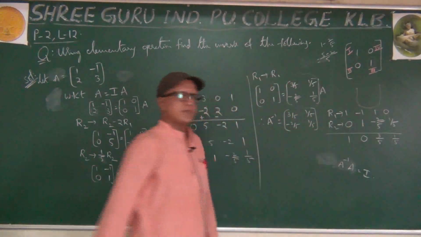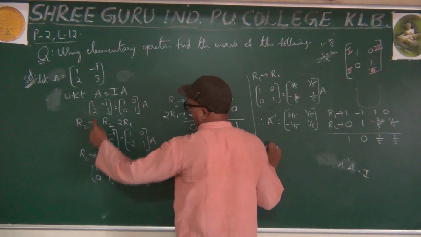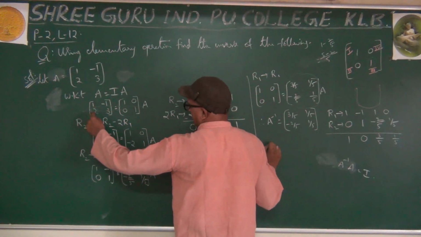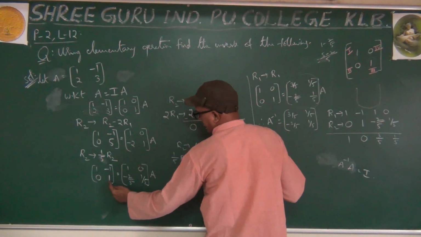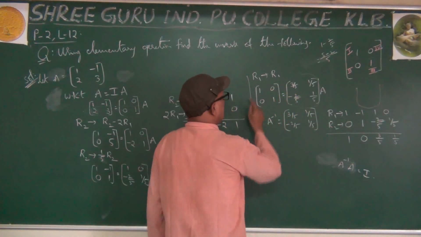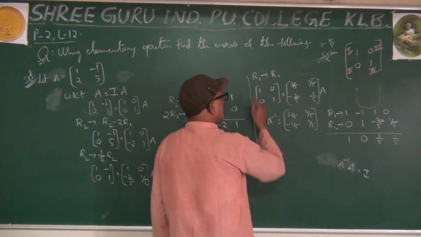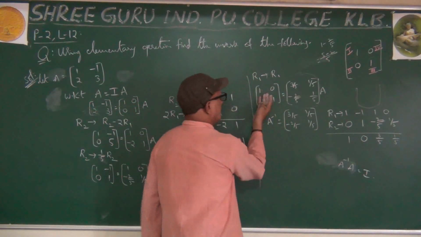That's it. Understood why we tried to get 1 here, it is already there. Why we tried to get 0 here, why we tried to get 1 here, why we tried to get 0 here. Finally what we got here is 1, 0, 0, 1. Actually 1, 0, 0, 1 was on the right hand side, and we got it on the left hand side.